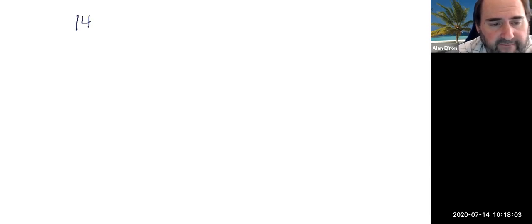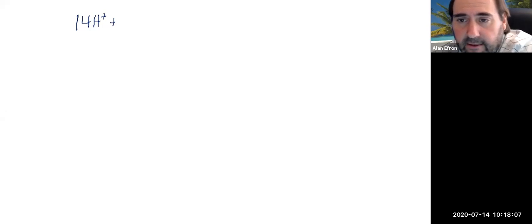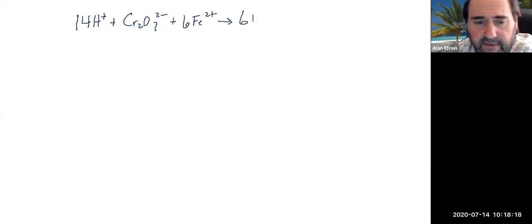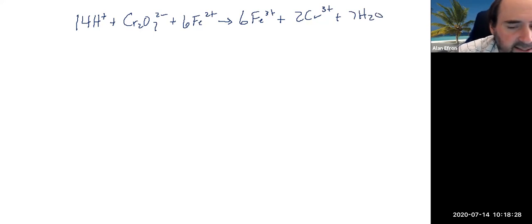So we had 14 H pluses plus Cr2O7 2 minus plus 6 iron 2 plus. On the other side, 6 of the iron 3 plus and 2 of the chromium 3 plus and 7 waters.